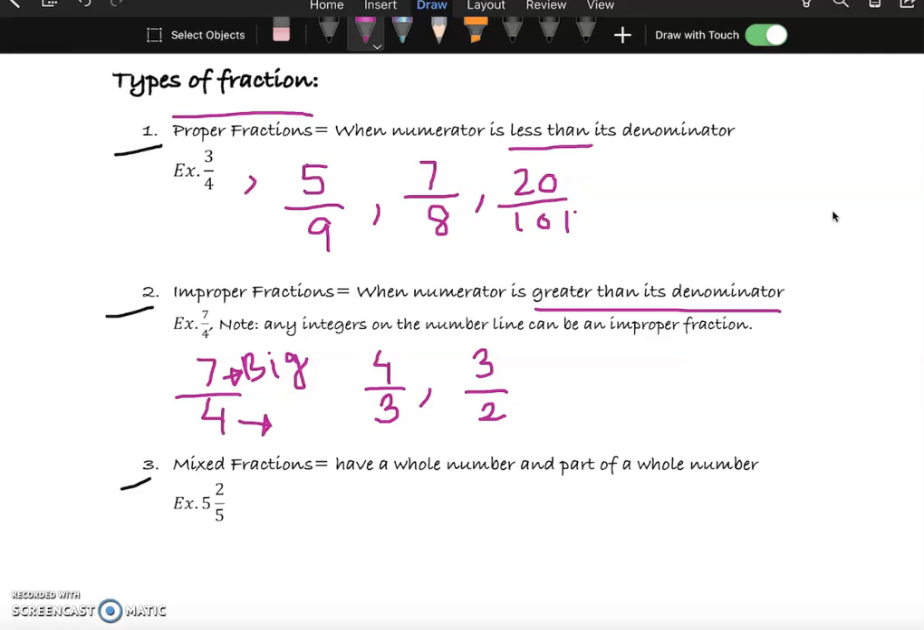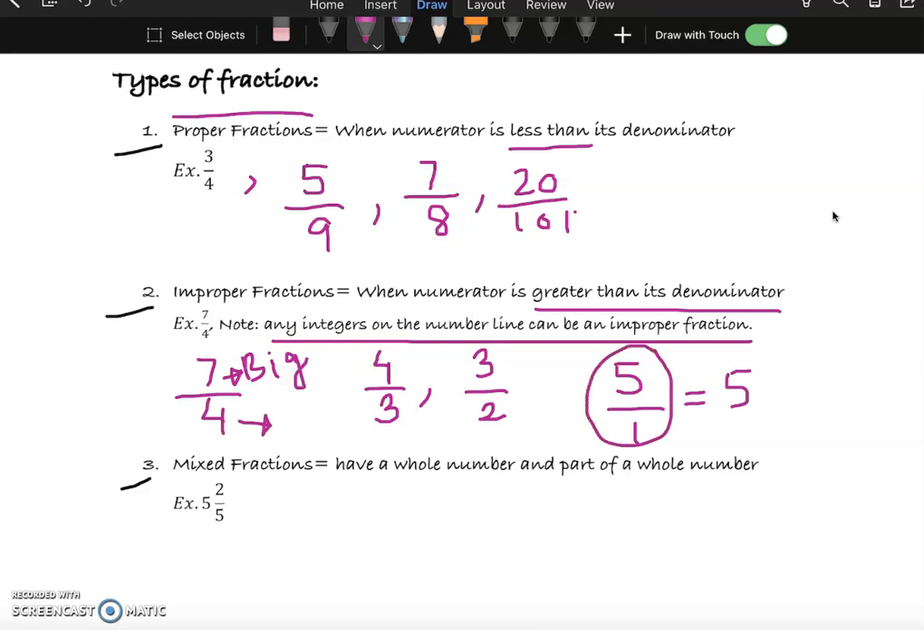Now over here in this note I put down something: any integer on the number line can be an improper fraction. So let's take a look. 5, if I divide by 1, I can divide any number by 1 and it's still 5. So I haven't changed the value of the number. Therefore 5 is also an improper fraction.